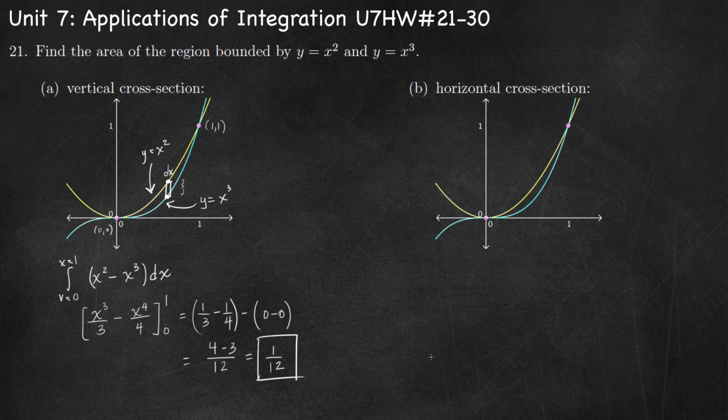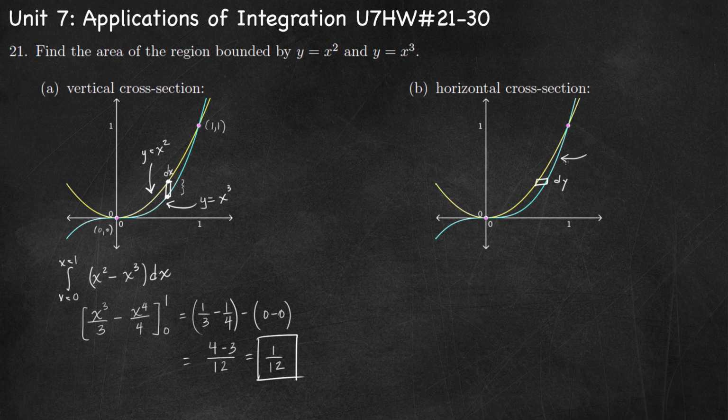Now let's try this same problem again, but we're going to use a horizontal cross-section. So when I have a horizontal cross-section, I'm thinking of the rectangle being turned on its side. So this dimension there is dy. And then the length, the horizontal distance between one end of the rectangle and the other, is going to be the right side minus the left side. So when you're finding horizontal distance, you do right minus left. If you want vertical distance, you do top minus bottom. So we have to figure out which equation is on the right, which equation is on the left.